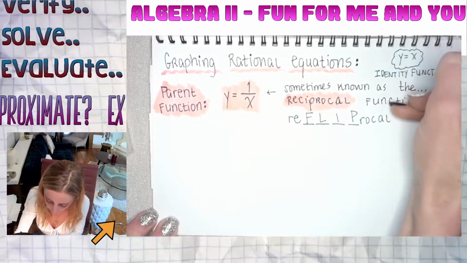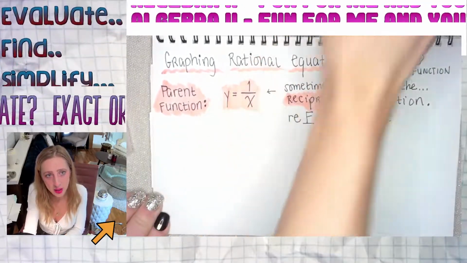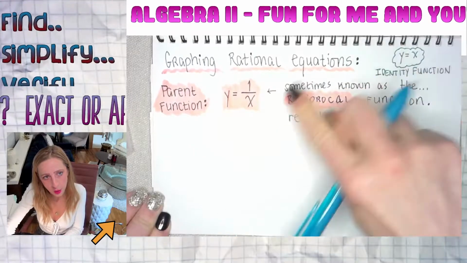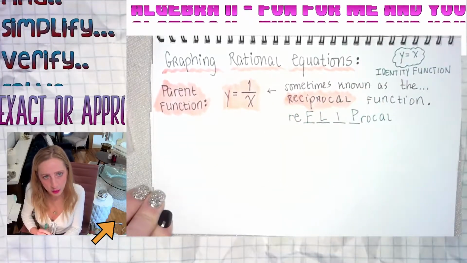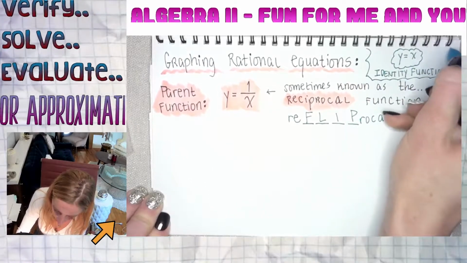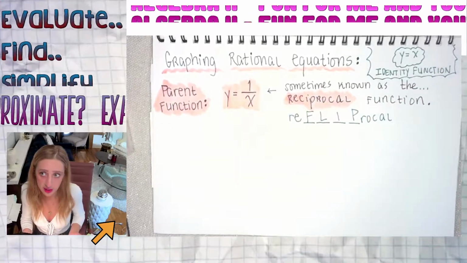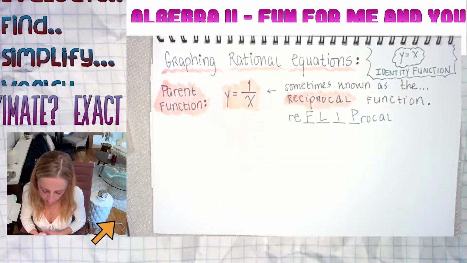That's a line with a slope of 1 and a y-intercept of 0. It goes diagonally through quadrant 1, top right corner, and quadrant 3, bottom left corner. So the identity function, really one of the original functions, 1 over x is the flip of it, okay?